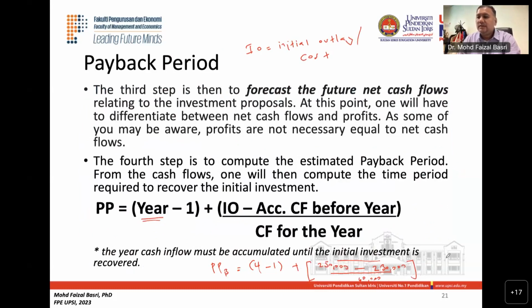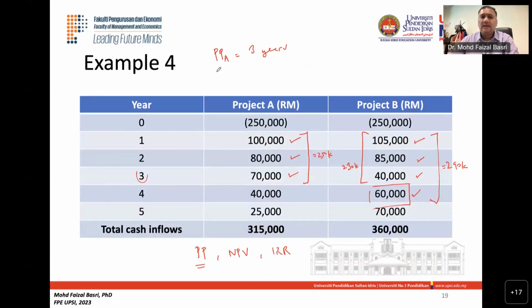Plus 3. So we have 3.33 years. Okay, 3.33 years. So this is how long it takes in order for project B to be fully recovered within 3.33 years. Okay, so here, if I put the summary, the payback period for project B would be 3.33 years.